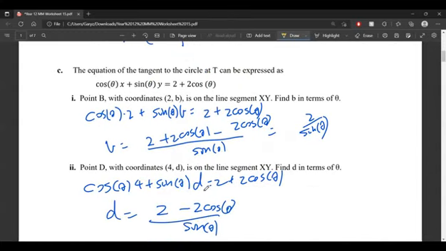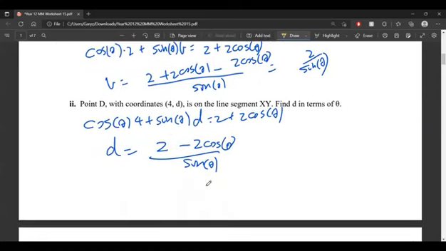And the next question also tells us the equation of the tangent can be expressed as this. So we know that at point B, the coordinates are 2 and B, so we just sub that in. So x is equal to 2, y equals B, and then we just simplify and solve for B, and we get B is equal to 2 on sine theta. Same logic applies to the next question. Sub 4 in for x, D is y, and we get D is equal to 2 minus 2 cosine theta on sine theta.